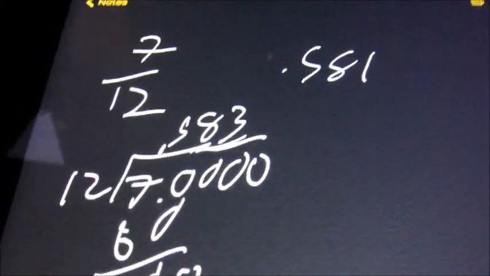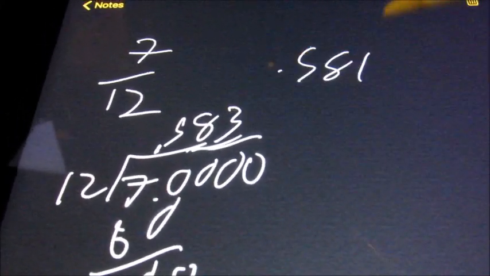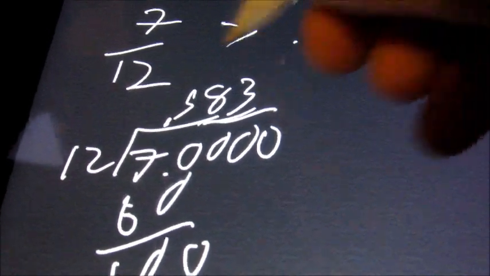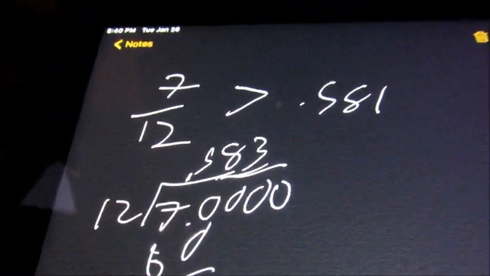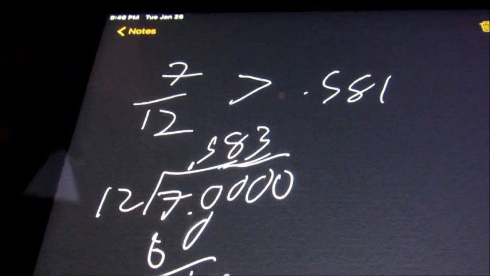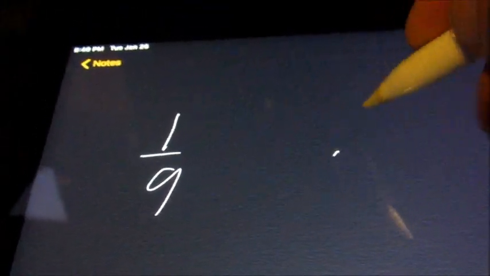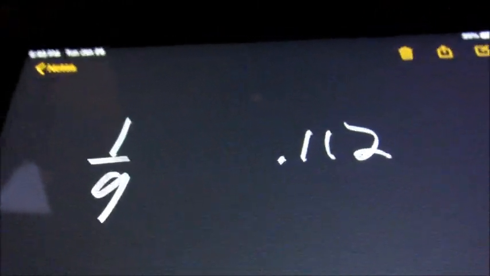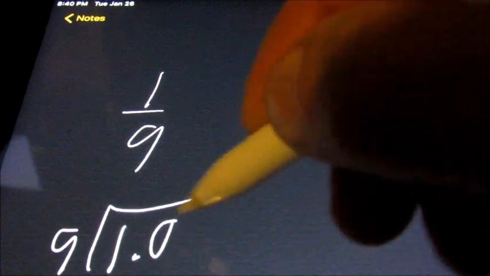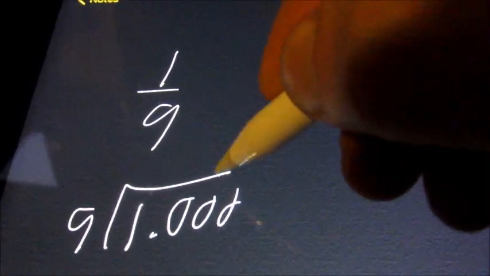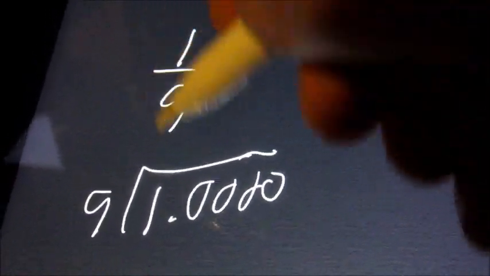And so that's as far as I need to go, because 0.583 is bigger than 0.581, so I can say greater than. I'll do one more of these. Let's say we have 1 over 9 and 0.112. Alright, so I need to divide 9 into 1. I'm going to put 3 zeros. Actually, I'll put the 4 in case I need them.